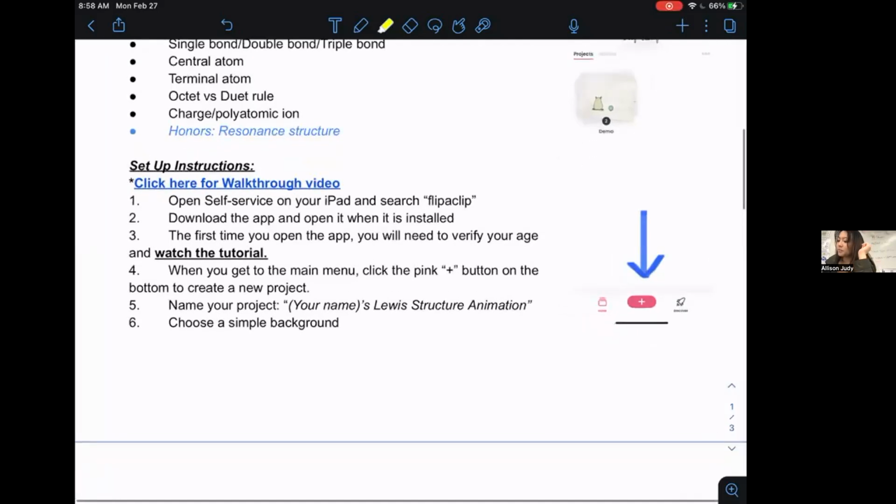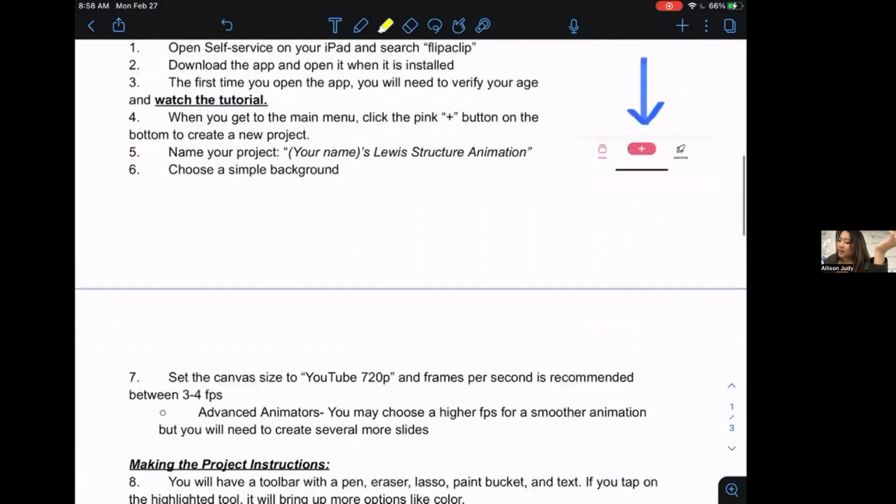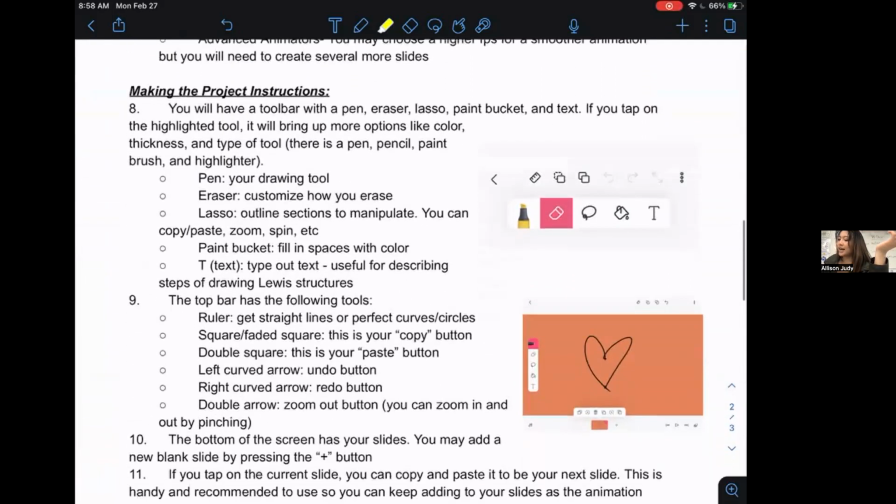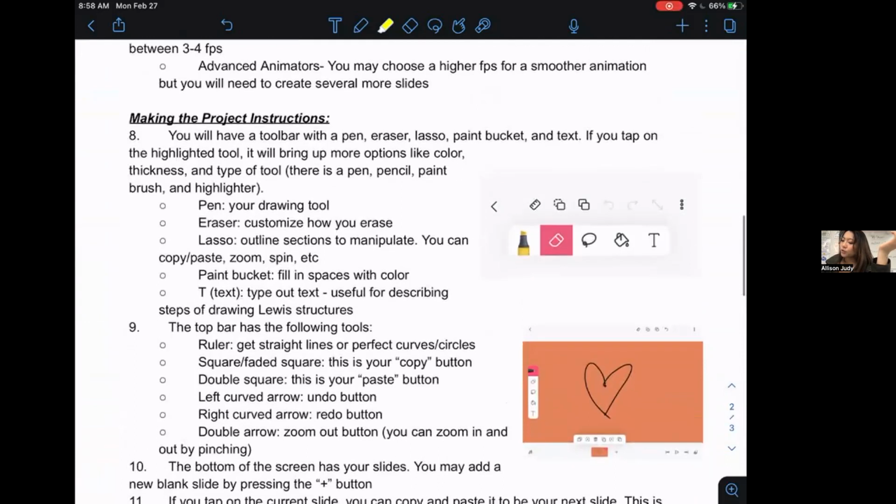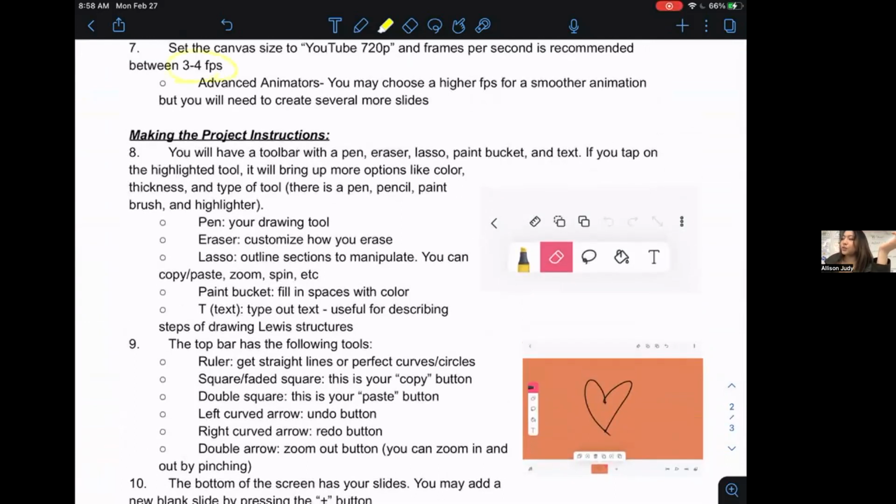If you look at the bottom, digital people, there's a walkthrough video that my previous TA from last year put together. It is not perfect. It does not meet all the qualifications, but it gives you an idea how to work the Flip-a-Clip app. There are detailed instructions down below. You should probably use 3 to 4 frames per second. It slows it down. Maybe even some did 1 to 2, just because of how long the partner talked.